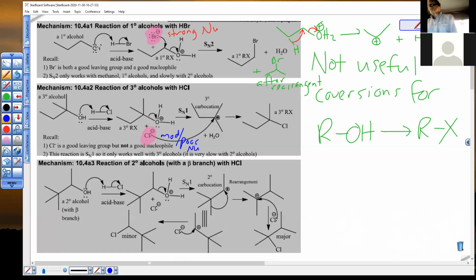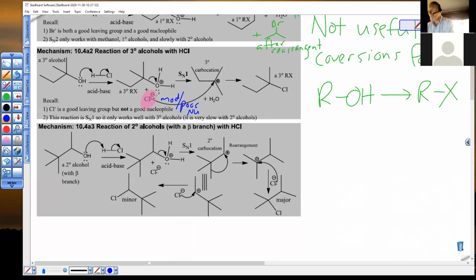Alcohols themselves are OH minus leaving groups, which is terrible. So just adding a nucleophile to an alcohol doesn't get you anything any day of the week. There's no SN2 reactions with alcohols. There's an SN2 reaction here because it's not an alcohol anymore. Water is an excellent leaving group because it's the conjugate base of hydronium, a strong acid.